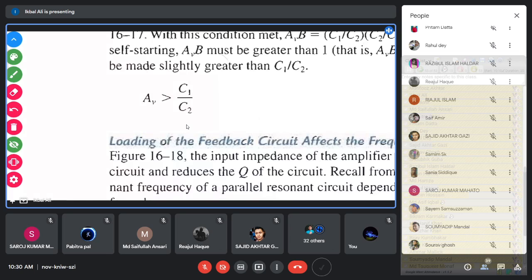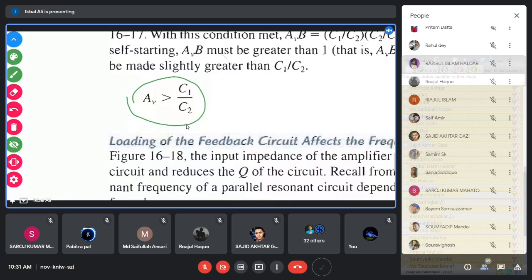Then if the noise signal traverses through the loop, with each traversal it will grow because it is multiplied by a factor which is greater than 1. So to start the oscillation in the Colpitts oscillator, you have to set A slightly greater than C1 by C2. That will make, you know, beta equal to C2 by C1. So that will make A beta slightly greater than 1. So initially you have to set the gain of the Colpitts oscillator slightly greater than C1 by C2.